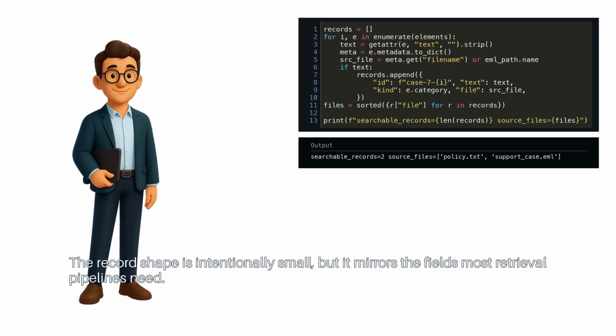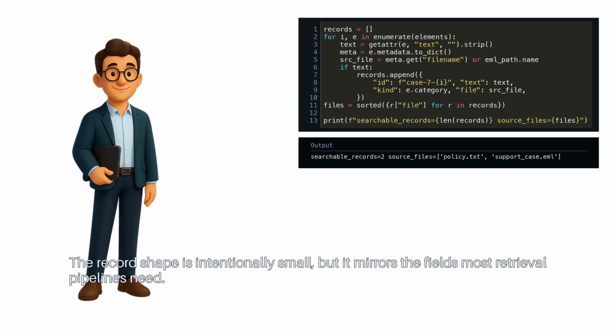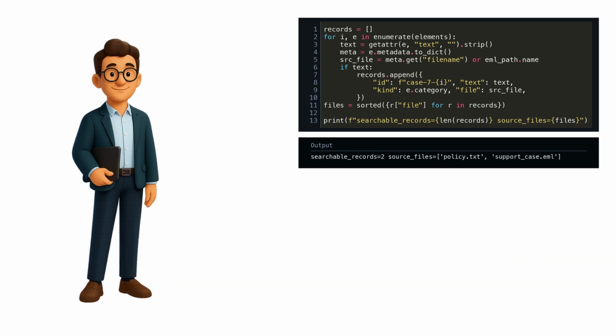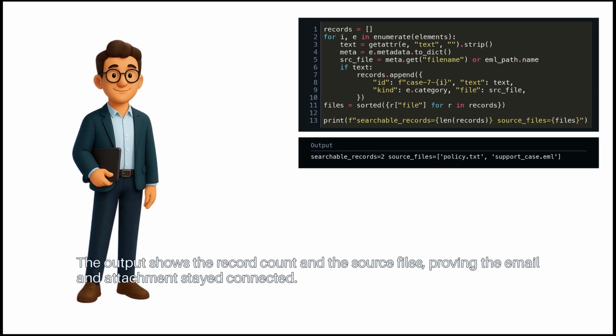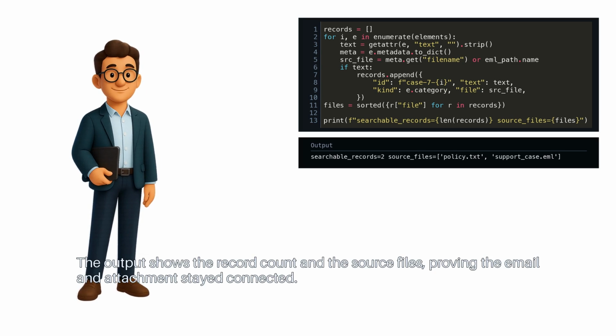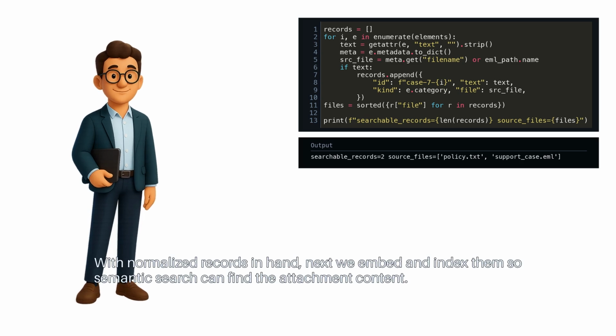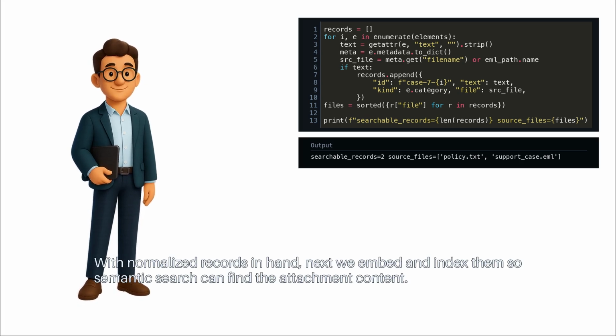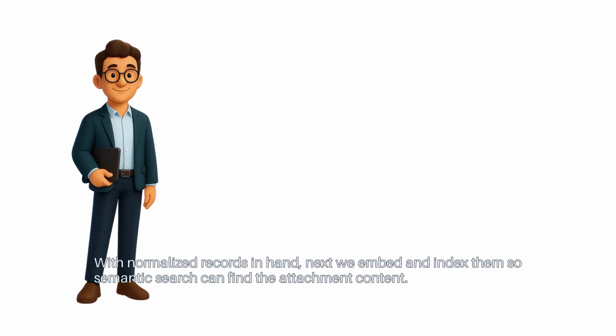The record shape is intentionally small, but it mirrors the fields most retrieval pipelines need. The output shows the record count and the source files, proving the email and attachments stayed connected, with normalized records in hand. Next, we embed and index them so semantic search can find the attachment content.